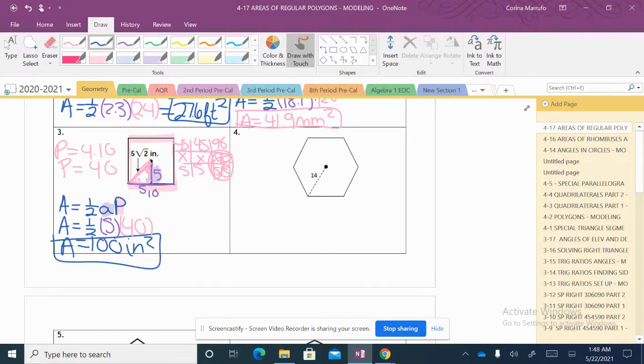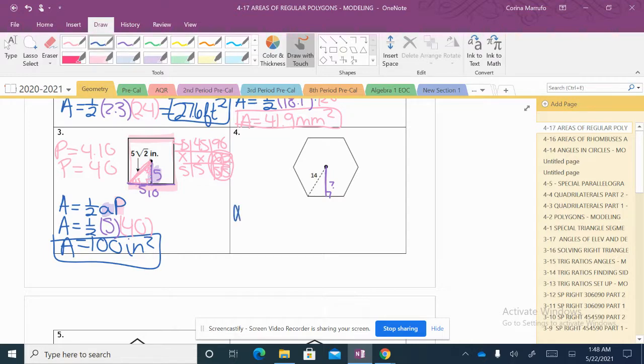All right, next. So again, they give us the radius. They don't give us anything else. So we're going to have to figure it out on our own. We're going to need to figure out what this apothem is. Okay, so we need to find that. We're also going to have to find the side so that we can use our formula.